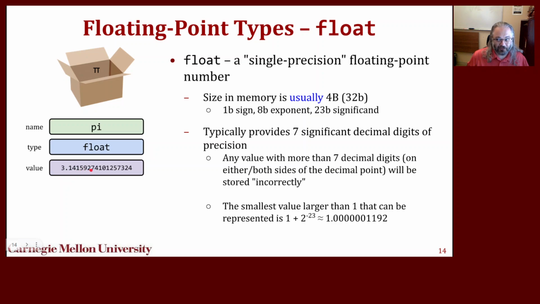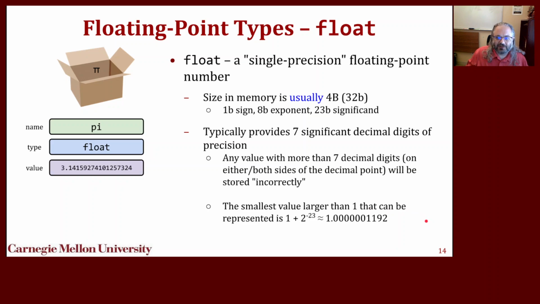3.141592 is correct. The next digit should be a 6. This is where we're starting to have rounding errors, where we can't represent those other significant figures in only 32 bits. But if this is all we need, then we can do this with 4 bytes of storage in memory. If we need more accuracy, more significant decimal digits, we can use larger floating point types in memory.